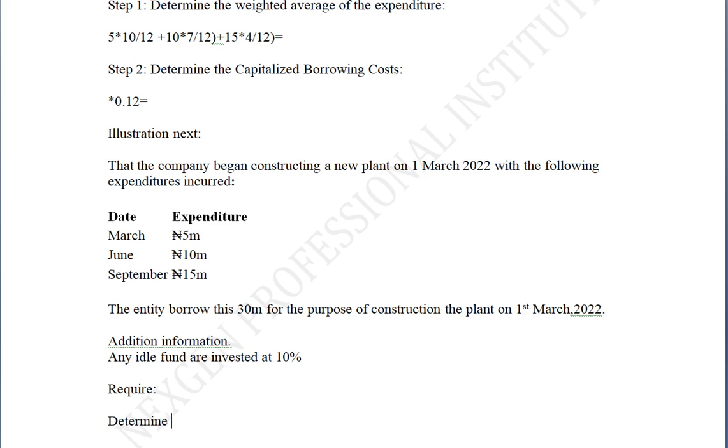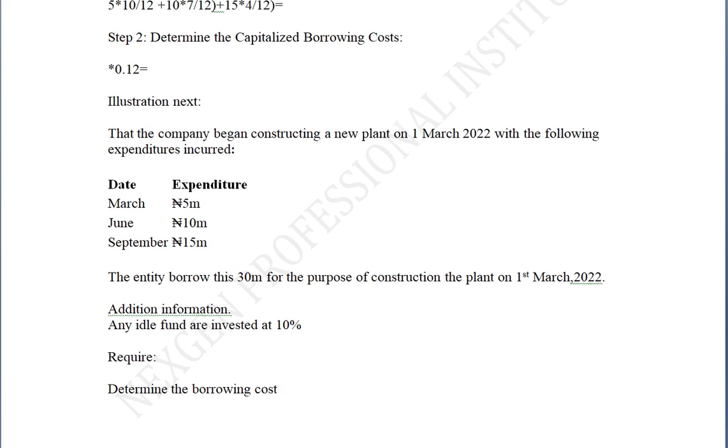You see, whenever you invest the borrowing fund, whatever it is that you get as an income will be deducted from the borrowing cost. Will be deducted from the borrowing cost. Please take note of that. So determine the borrowing cost. How do we go about this?